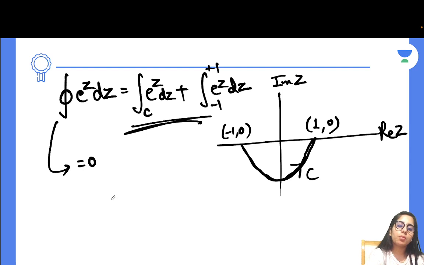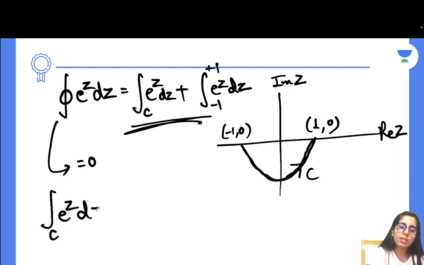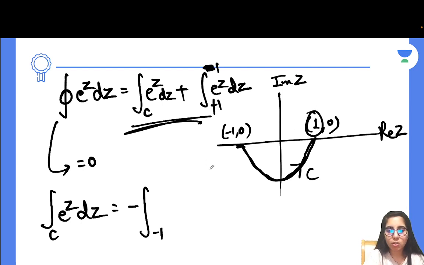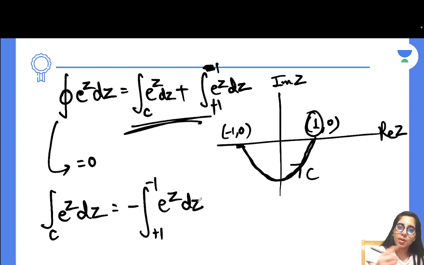When you equate this with 0, you get the integration over C of e to the power z dz equal to minus the integration from... oh guys, one more thing. Once you reach from this point to this point, you are at plus 1. So it should be the limit from positive 1 to negative 1, not negative to positive. When you take a negative sign here, you have the limit from plus 1 to minus 1 initially, as per the above expression.